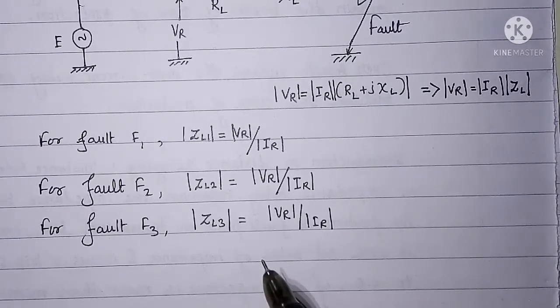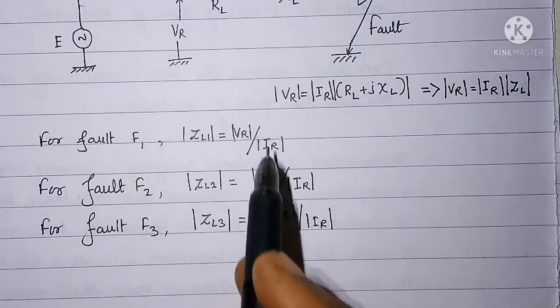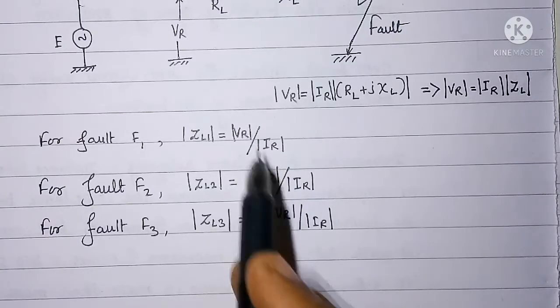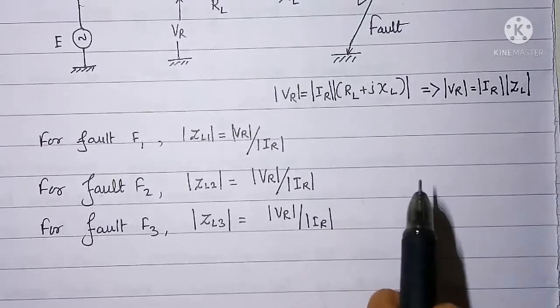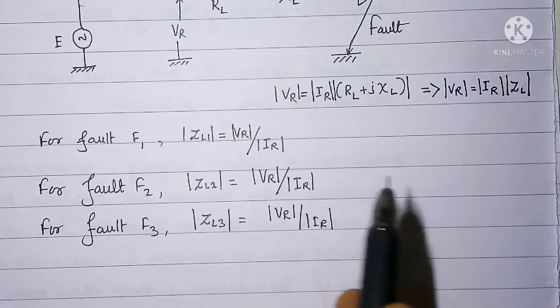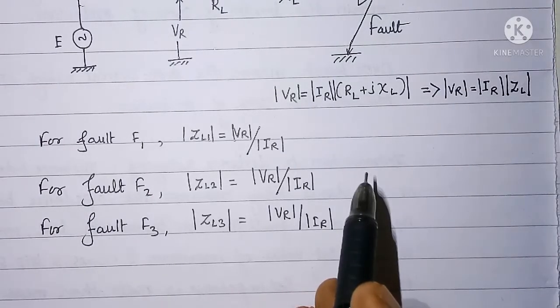Now when the relay has to operate, the relay has to operate if measured impedance, that is VR by IR, is less than Z set, or if Z set is more than measured impedance.